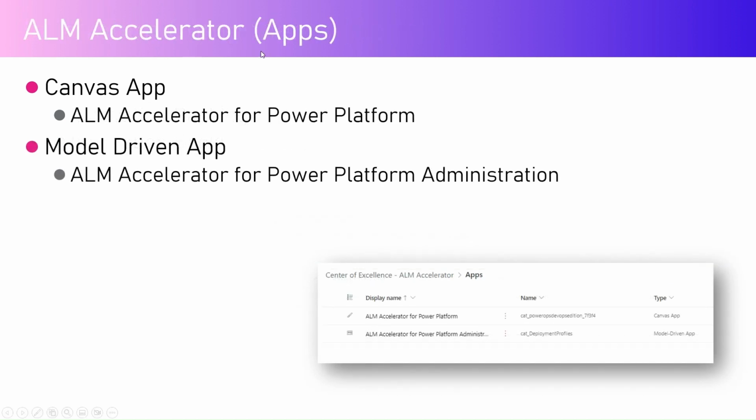ALM Accelerator. It's all about application lifecycle management. It has a couple of apps, a Canvas app and a model-driven app. The model-driven app is basically an administration-based app for application lifecycle management, and the Canvas app is consumed by an end user to deploy the solution from dev, test, stage, to prod, as and when you configure your backend systems for it.